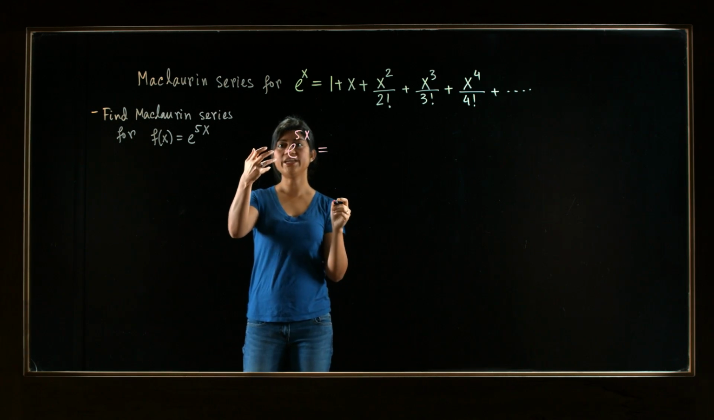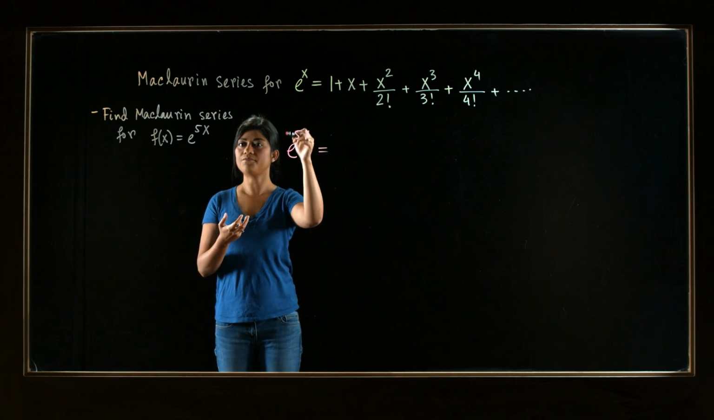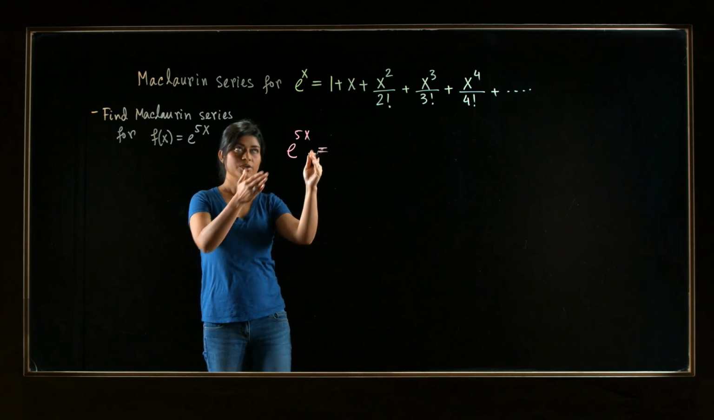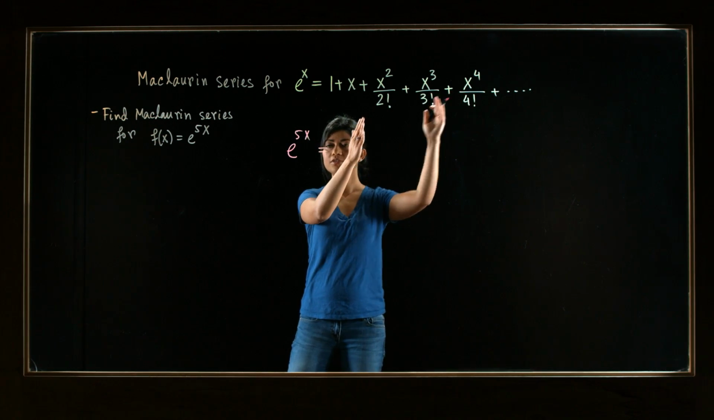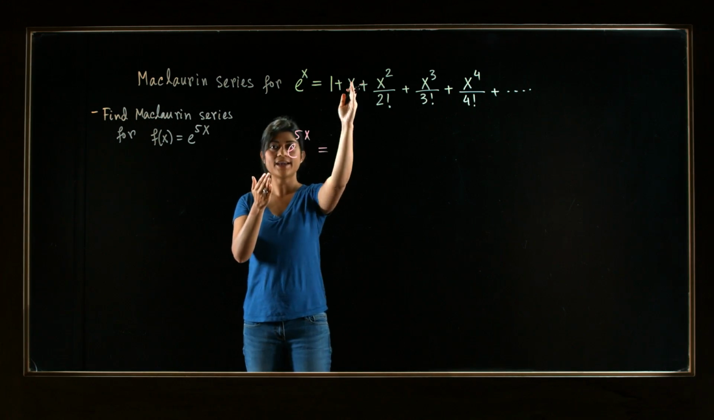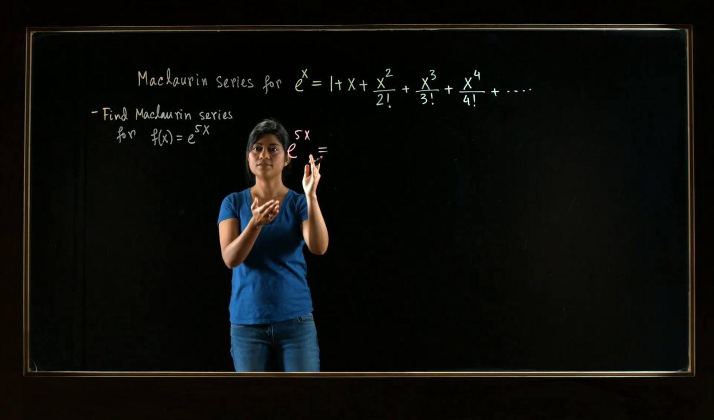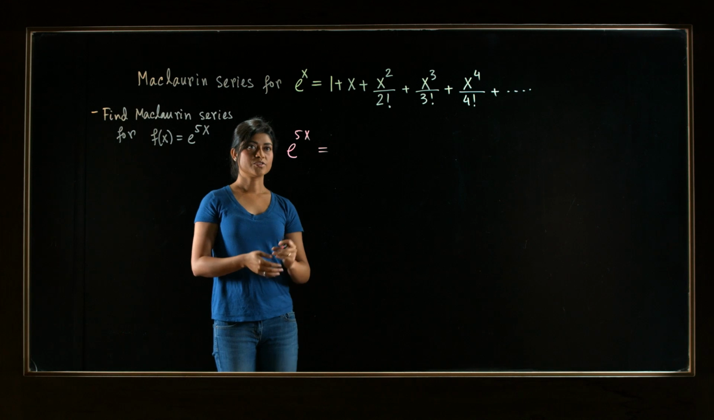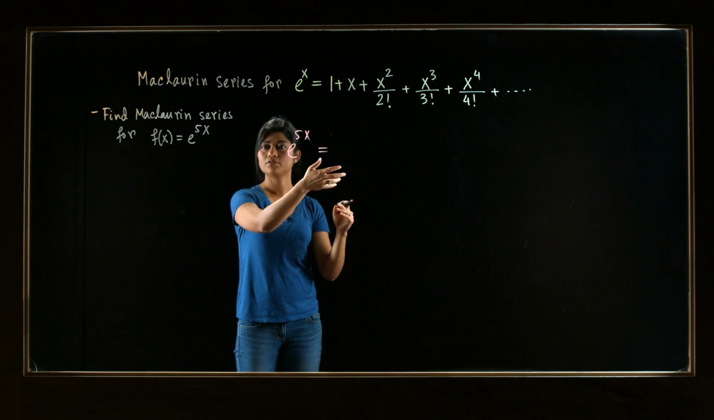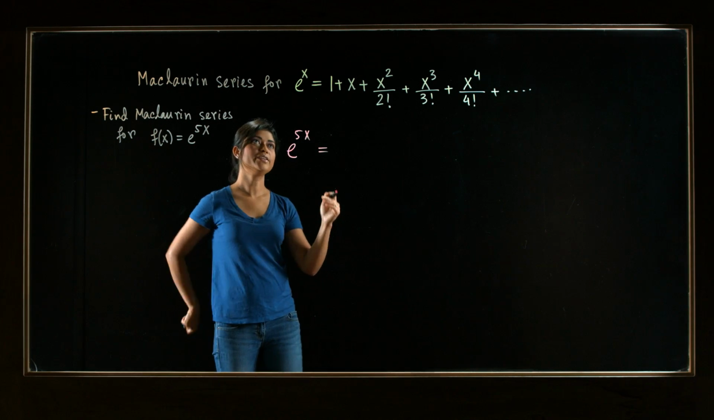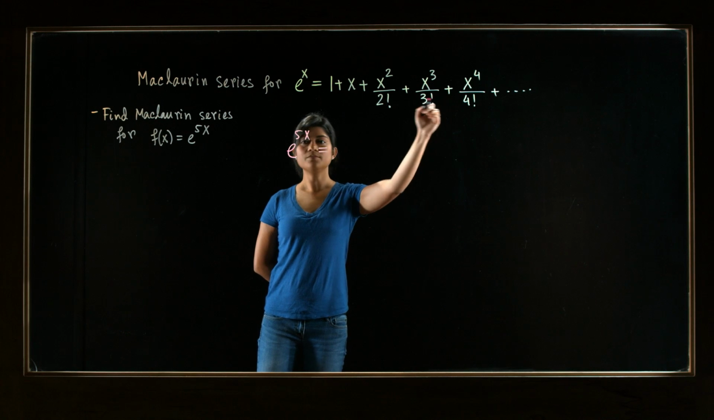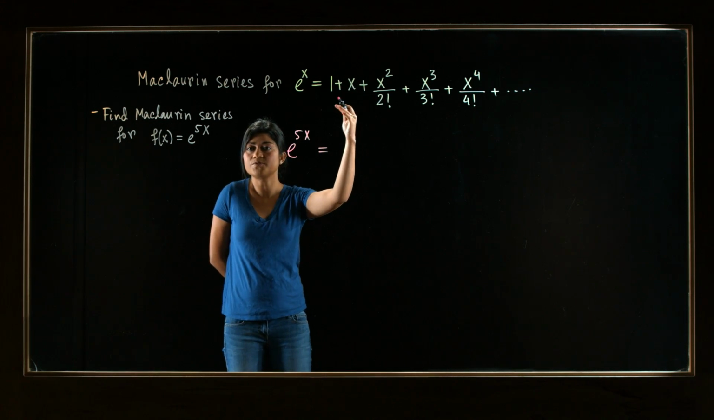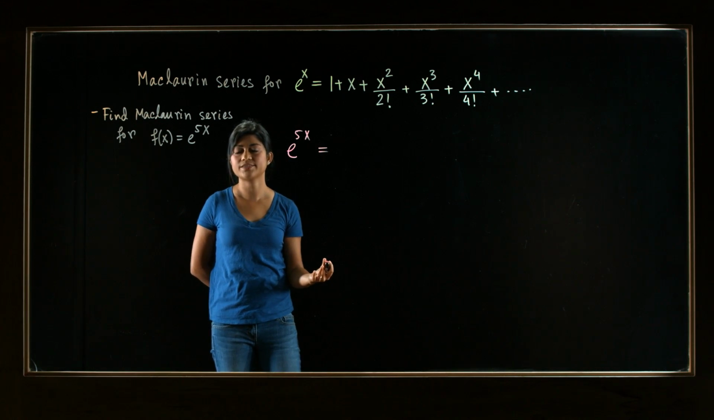Look, all we are changing is instead of x, we have 5x. So, in the series expression, we just have to replace x by 5x. That's how we can get the Maclaurin series for e to the 5x. So, it's just like evaluating a function at a different point, right? So, look at all these terms, and wherever there is x, you substitute that with 5 times x.